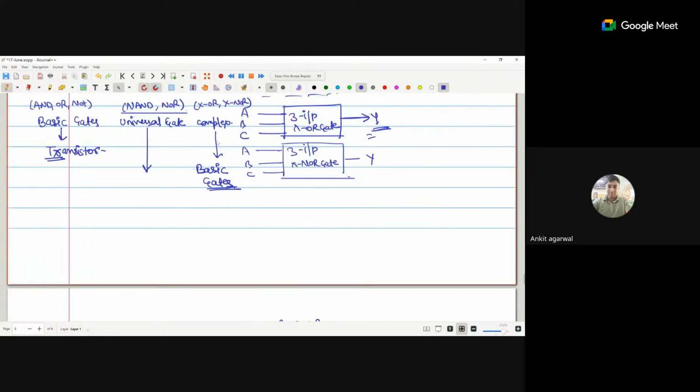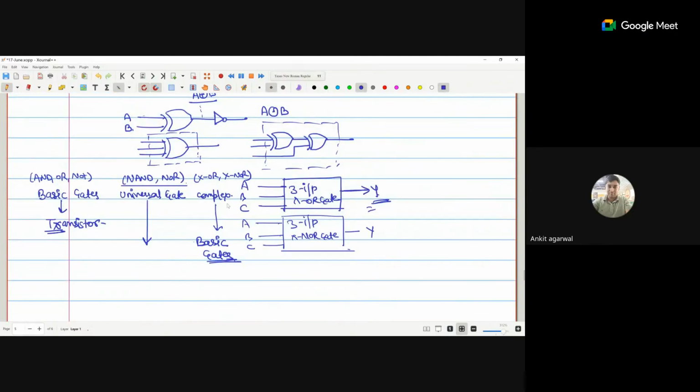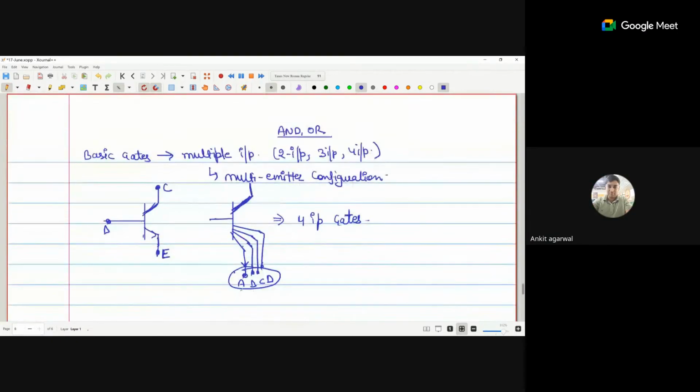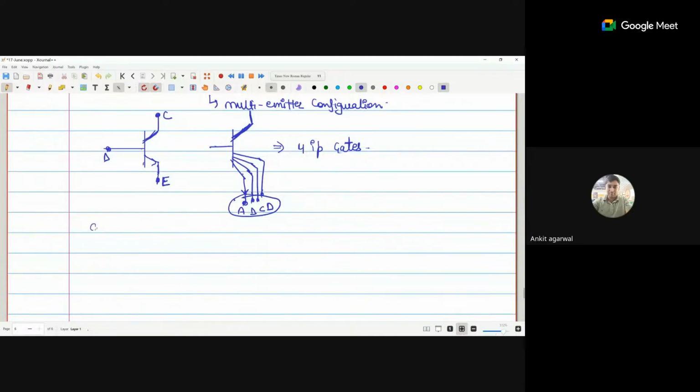But if we are talking about the complex gate, it is a basic gate along with the NOT gate also, because we require the A bar combination and the B bar combination. That means we require a NOT gate, which is one input, one output. So the limitation here is that a complex gate that is designed with the help of basic gates is generally two inputs.